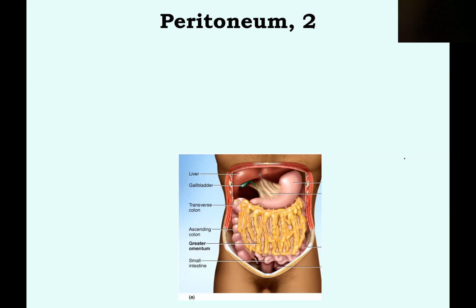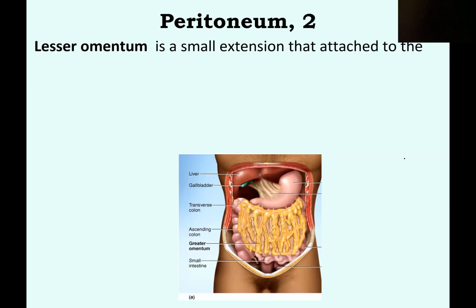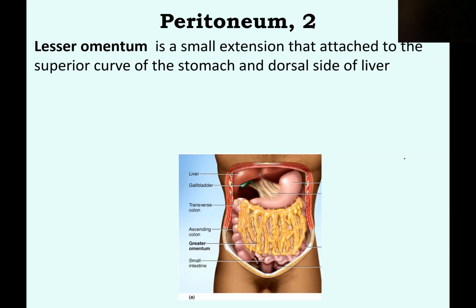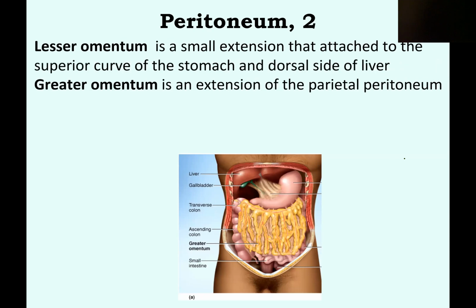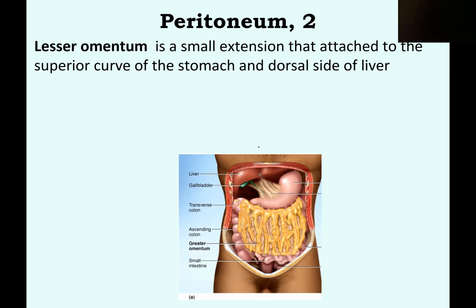A couple of other segments of the parietal peritoneum. The lesser omentum is a small extension attached to the superior curve of the stomach, which is right here. This is also called the lesser curve, and it extends to the dorsal side of the liver.